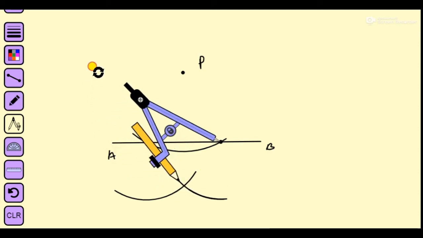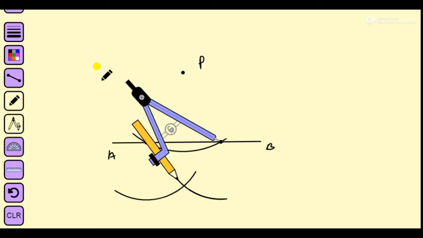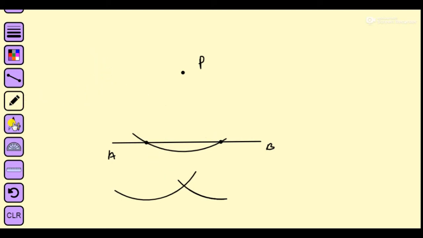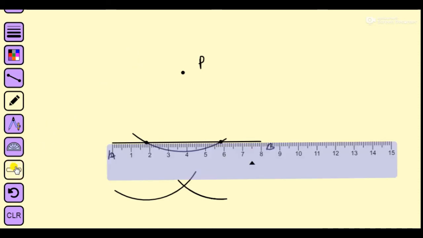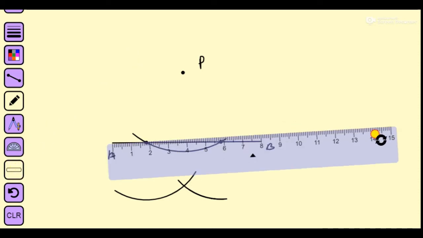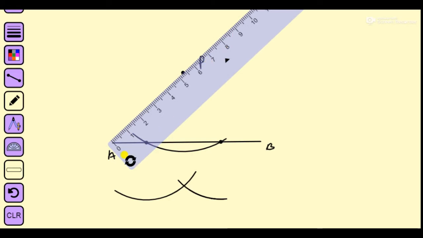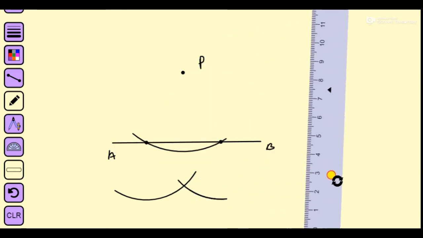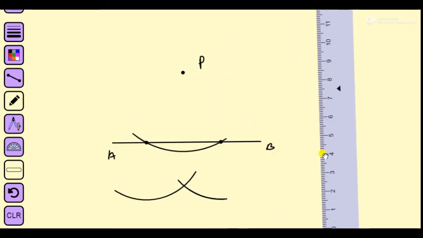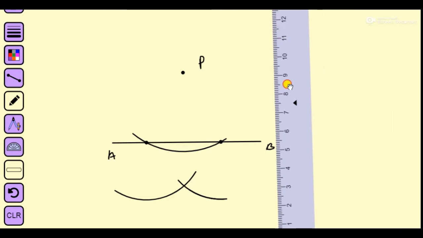Like this. Okay, now remove the roundel and draw the line with the help of a scale. You can take and move the scale like this and put it here.